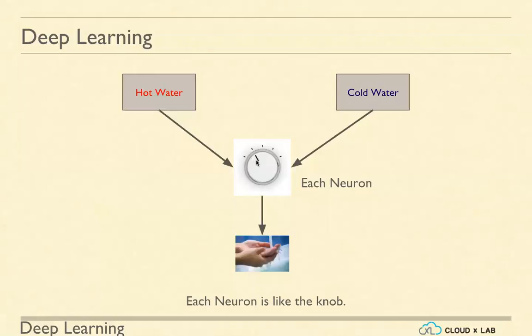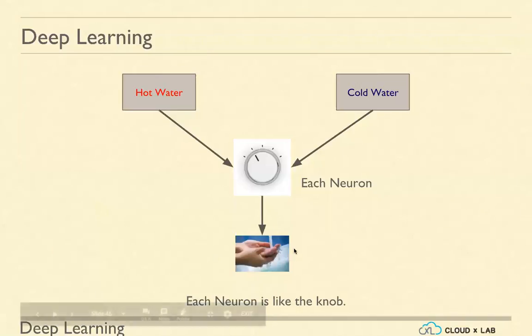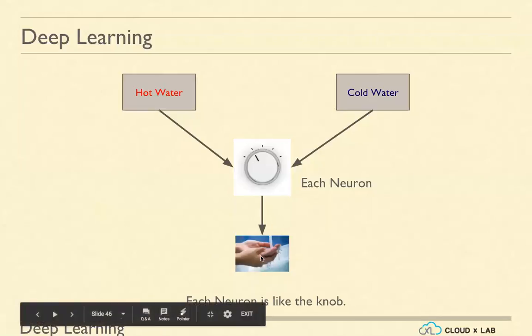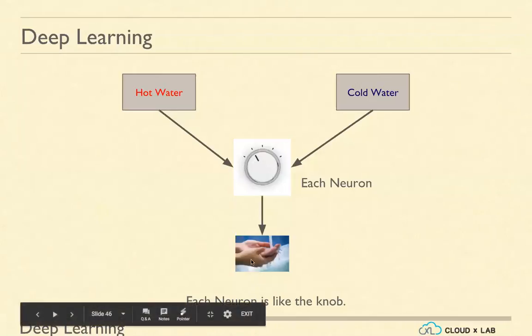So this knob, based on how much temperature we want, in terms of our comfort level, not absolute, we keep on tweaking this knob. Oh, it's too hot, so let's just rotate it to the right. Oh, too cold, rotate it to the left. So here, this neuron, this knob, is what we adjust based on the output.